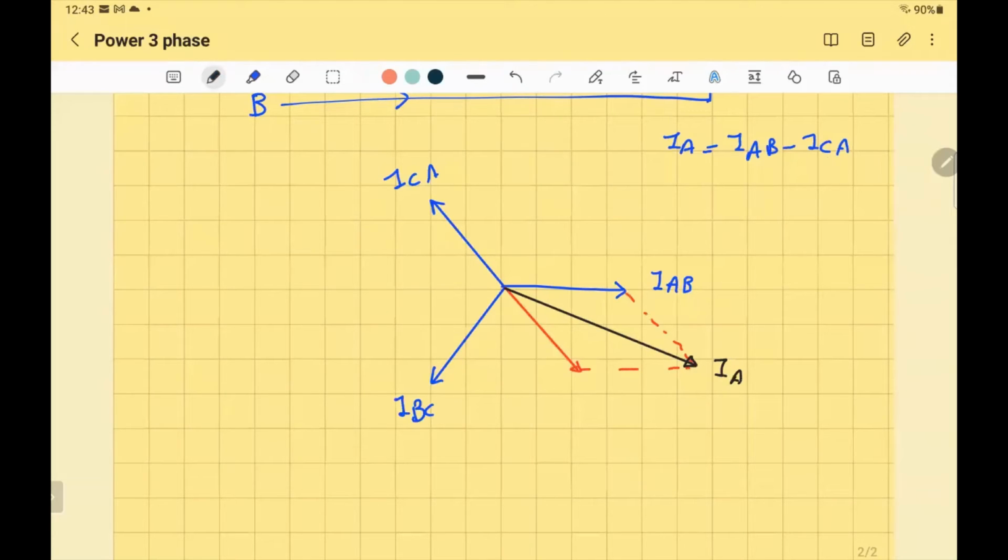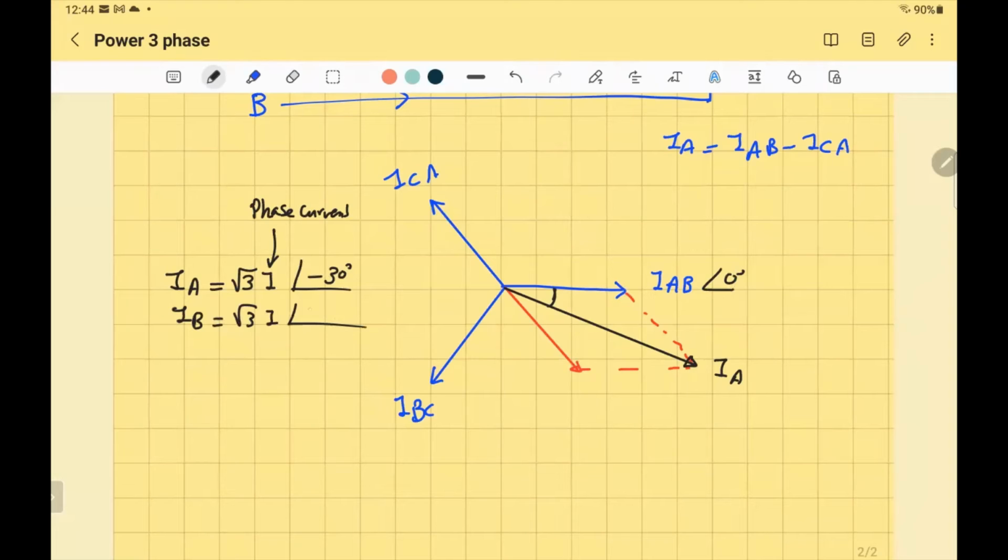Yes, the magnitude is still bigger, I know that. So I will have IA equal to root 3 times I, where I is the magnitude of the phase current. The angle is different. It's below IAB by 30 degrees. So if this is an angle of 0, that will be minus 30. And then you can continue and write the rest of it. The rest will be easy. Minus 150, and subtract 120, we'll add 120, 90.